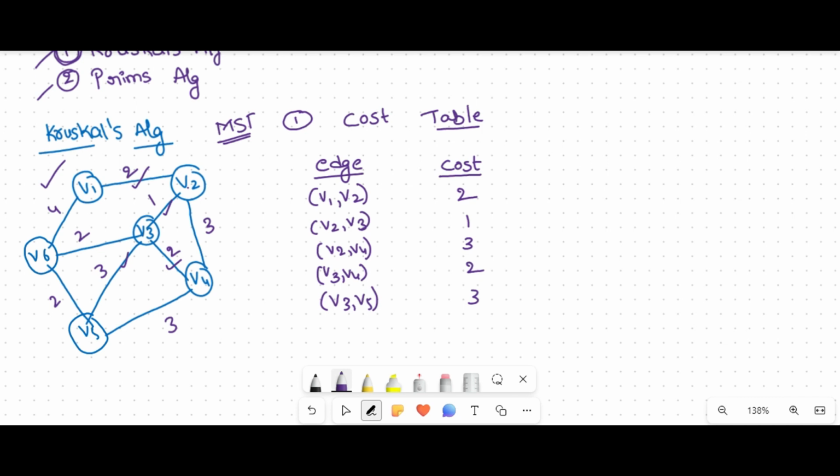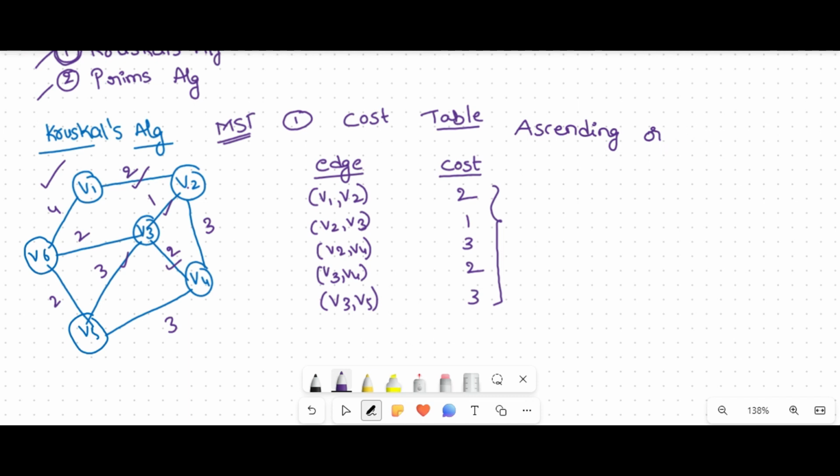Now what we have to do is write all this. This is generally the cost table, but we will represent this cost table in ascending order. So first write all the edges, then write them in ascending order. Now you can write this cost table in ascending order of edge costs.